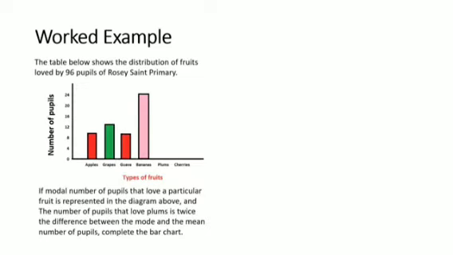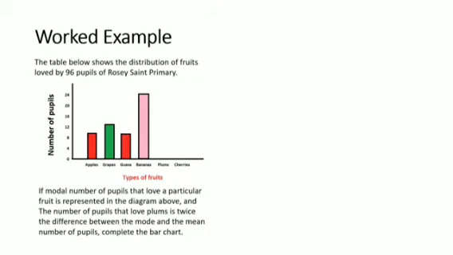Here's a worked example. Pause the video and try to see if you can do this problem on your own. Okay, here's a solution. There are 96 pupils at the school. If there are 96 pupils at the school and there are 6 different varieties of foods, then the mean would be 96 divided by 6. This will give me 16. The mode is the tallest bar represented here. This is equal to 24.